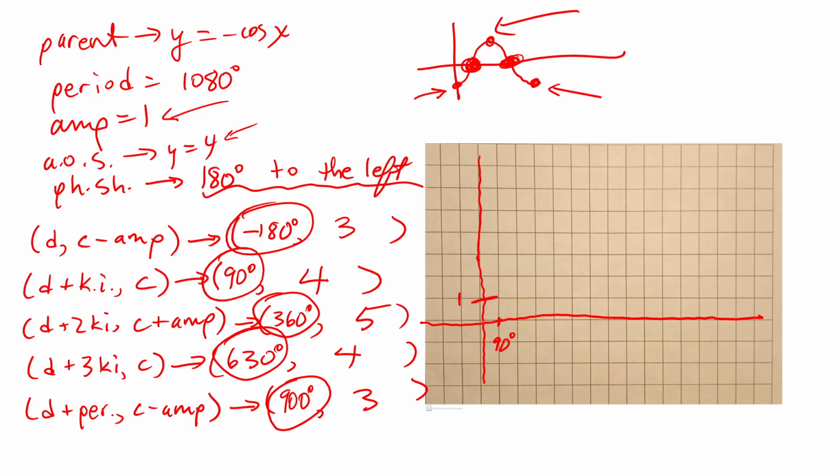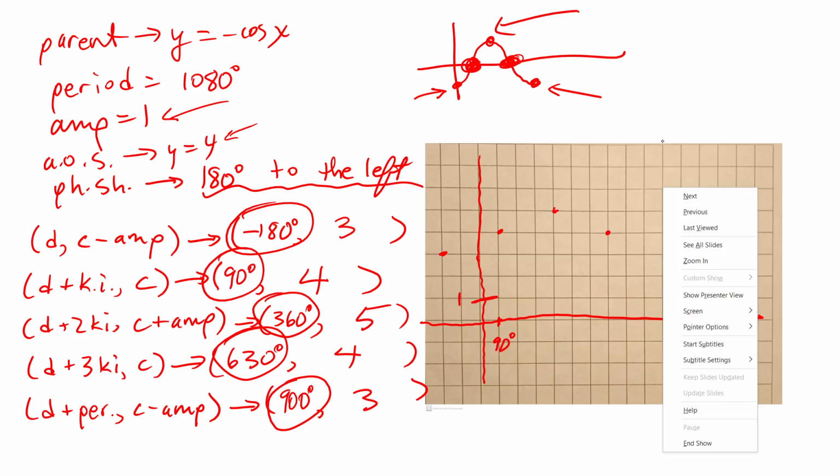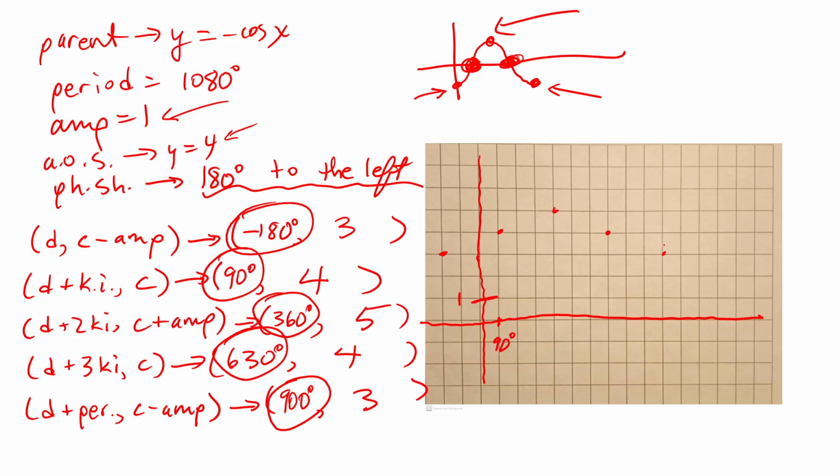Now, negative 180 degrees, comma 3 will be right about there. Positive 90 degrees, positive 4 is right about there. Positive 360 degrees and positive 5 is here. Positive 630 degrees, positive 4 is right about there. And finally, positive 900 degrees, positive 3 is right about here. And then we do our best job of graphing that curve. We want to make our curve look classy, so we're not going to use straight, rigid lines. We're going to do our best to make it curve.